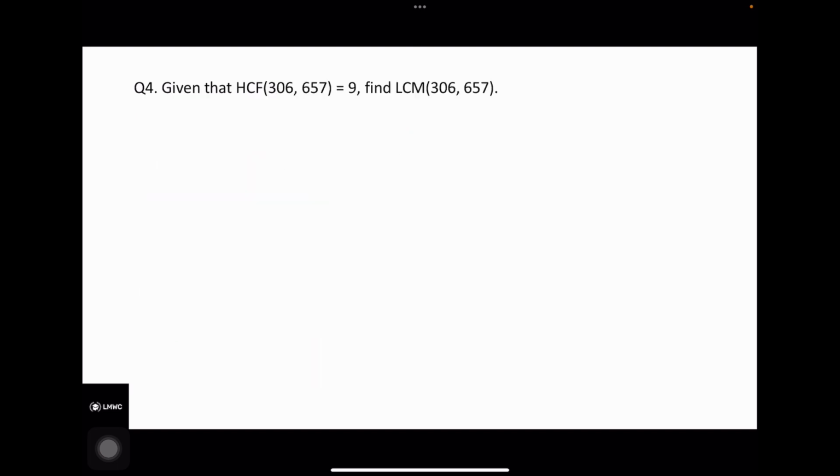Given that HCF of 306 and 657 equals 9, find the LCM of 306 and 657. So we are given the HCF, but we are not given the LCM. So we have to find the LCM by using the given HCF, which is 9. For that, we are not going to start with the prime factorization method. Rather, we are going to use the formula, which will be much easier. So LCM times HCF equals the product of the two numbers.